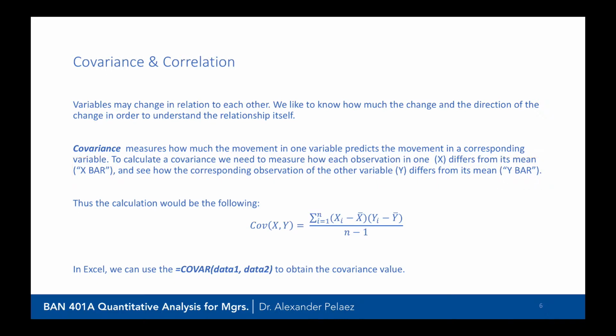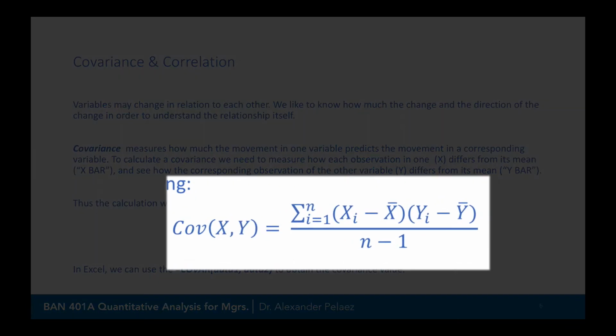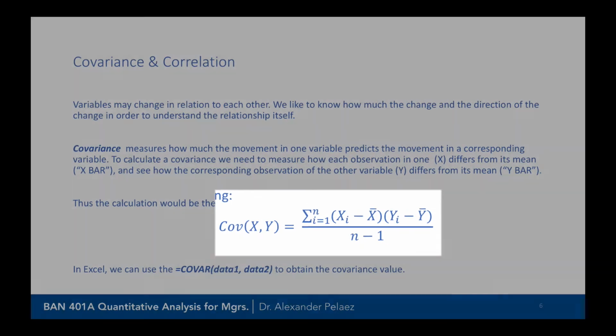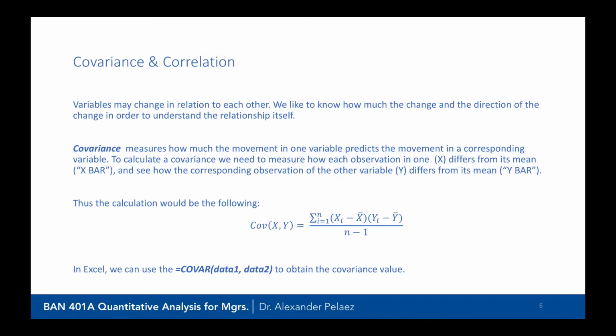So what we do is we have our calculation as such. We're going to basically add up all of these differences, xi minus x bar times yi minus y bar. We add all those up and then we divide by n minus 1. If you remember from our variance formula, this was very similar to taking the average difference between the two.